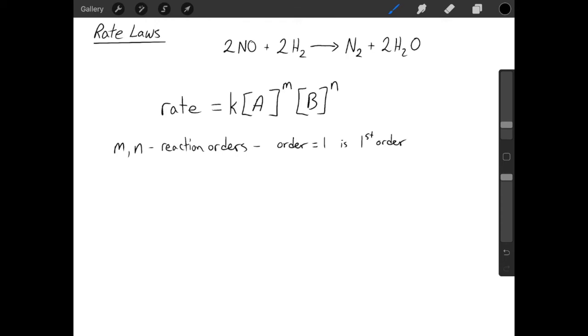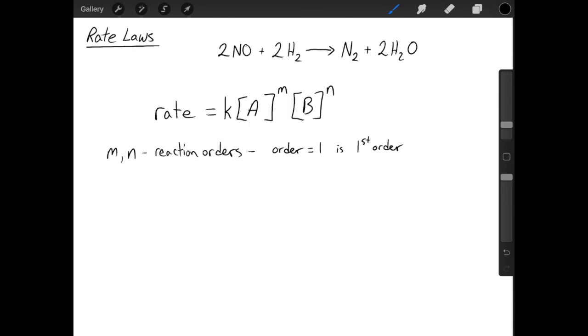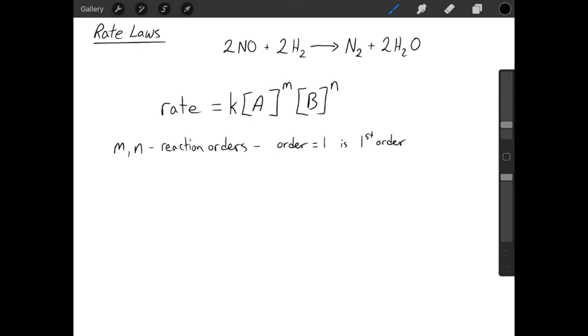If the reaction order is 1, then the effect of changing concentration on rate is going to be linear. If you double the concentration, you double the rate. If you triple the concentration, you triple the rate.